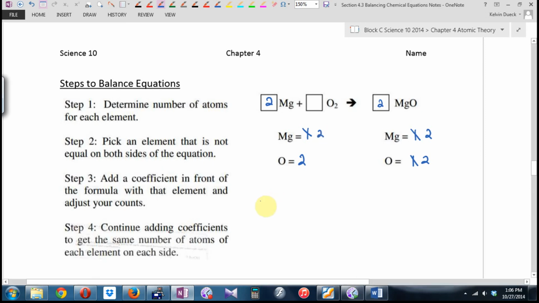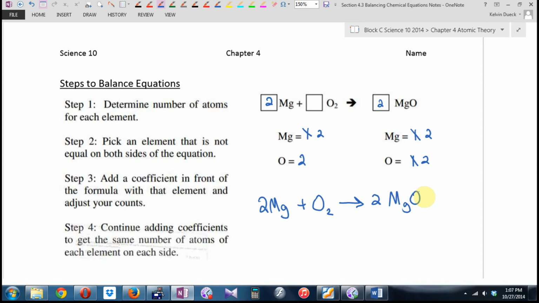Don't rewrite this, I will for you though: 2 magnesiums plus 1 O2 will combine to form 2 magnesium oxide molecules. You need to start out with 2 magnesiums, you need to start out with 1 molecule of oxygen, and when you combine that together, you're going to get 2 molecules of magnesium oxide.